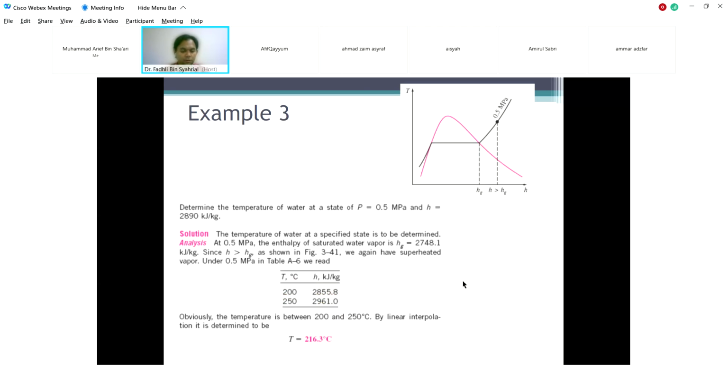So any question for superheated vapor before we go to the next phase, the last phase? Ada apa-apa soalan? Any question? Okey, kalau tak ada saya senang. Tapi saya tak tahu kamu senang ataupun kamu dalam keadaan kesusahan.